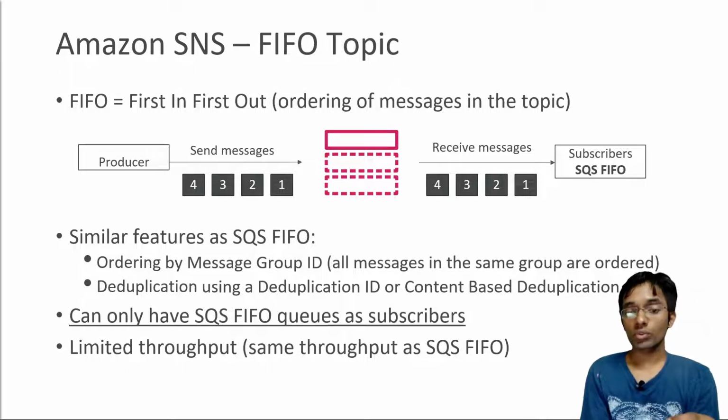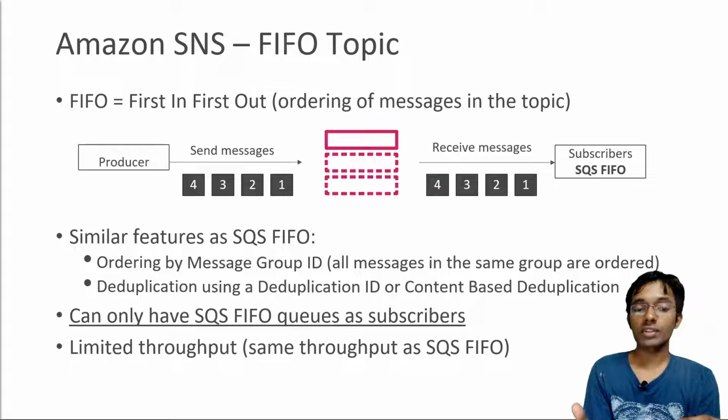And in terms of throughput, you get the same throughput as the SQS FIFO queue, because right now only SQS FIFO queues can read from the SNS FIFO topics.